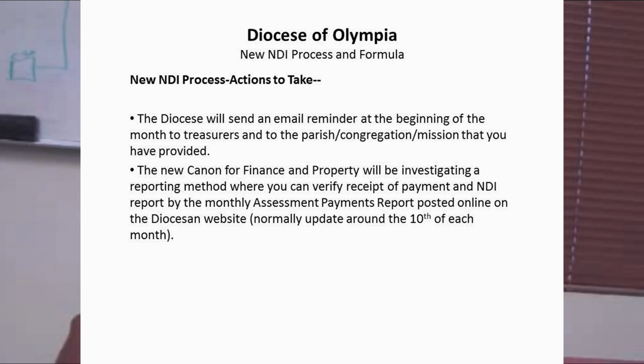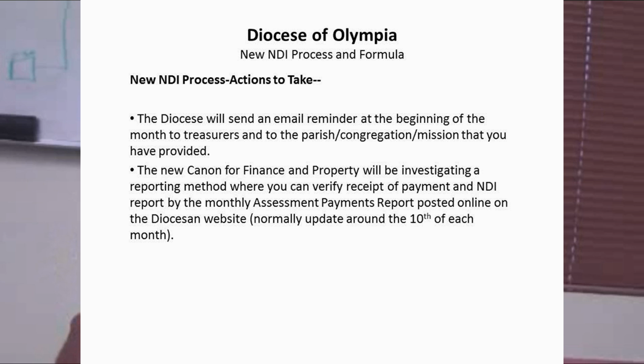And then the new canon for finance and property is working on a method so you can verify the receipt of your payment and your NDI report by the monthly assessment payments report posted online on the Diocese website. There actually is such a thing that exists now. It's well down in the depths of the treasurer's portion of the Diocese website. If you go up in the top corner of the Diocese website, there's a link that I think says something about clergy and treasurers or something like that.